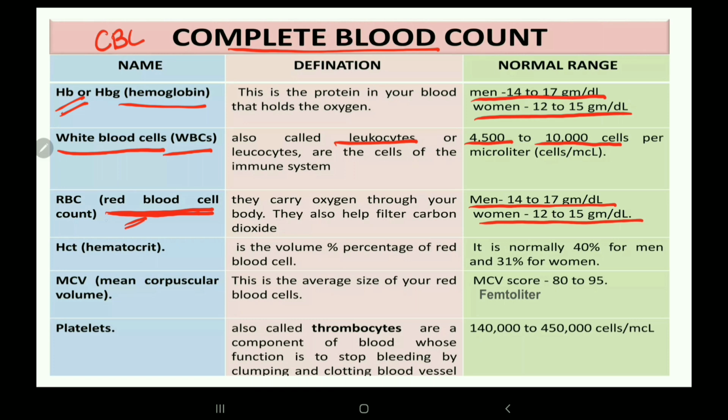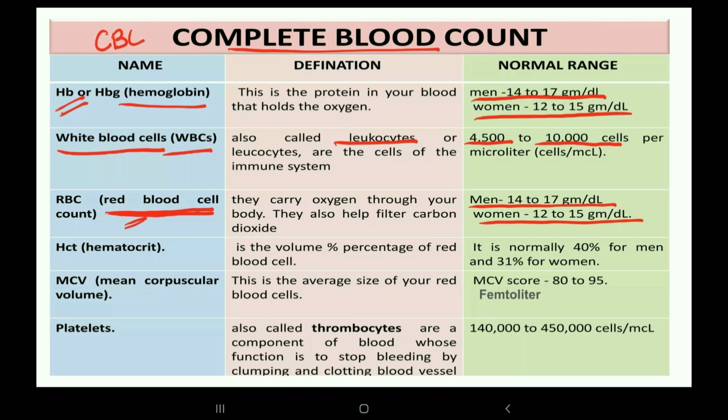Now, about the red blood cells, we have already discussed. We have discussed that it carries oxygen due to the protein called hemoglobin. Now, the amount of oxygen that is delivered to your body's tissues depends on the number of red blood cells you have and how well they work. That means if the red blood cells are healthy, only then oxygen will be delivered to the tissues and organs.